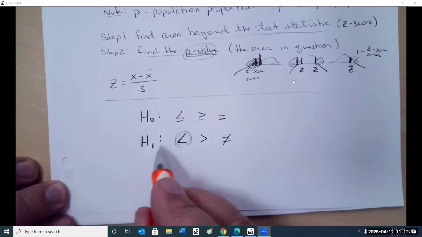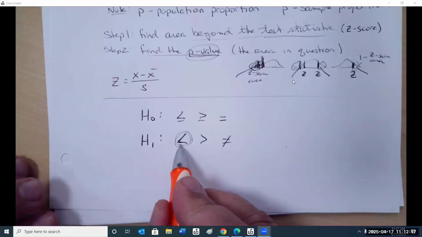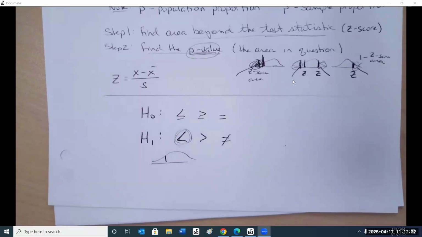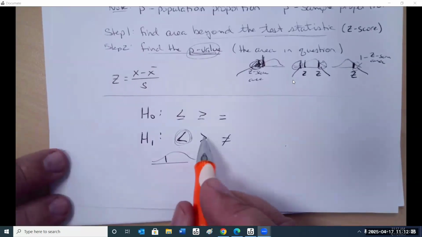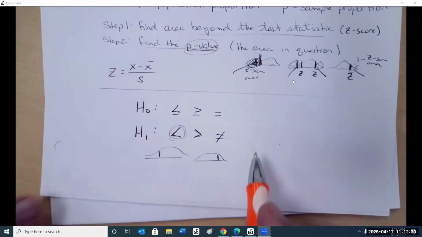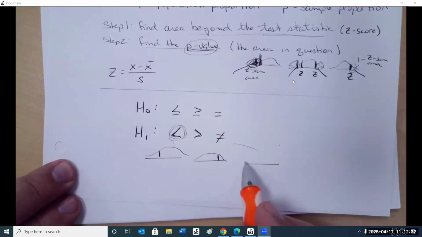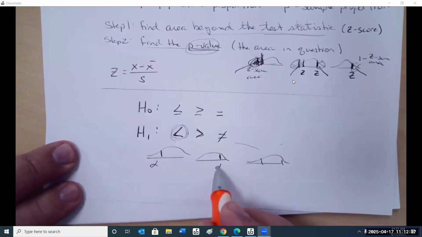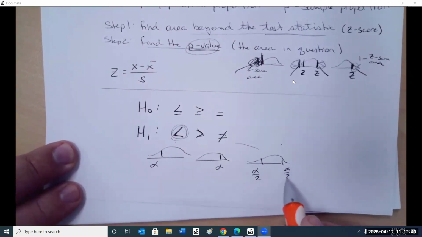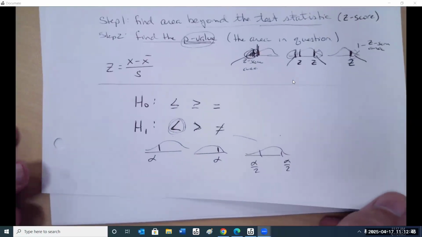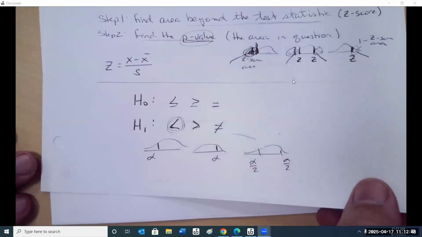Whatever the alternate hypothesis is, if it's a less than inequality, that tells you that you have a one-tailed left test. If it's greater than, then you have a one-tailed right test. If it's not equal to, then you have a two-tailed test. So this is our alpha, this is alpha over 2, this is alpha over 2. That's the recap of what we've been doing. Everybody caught up now? All right, let's look now at the critical value method.